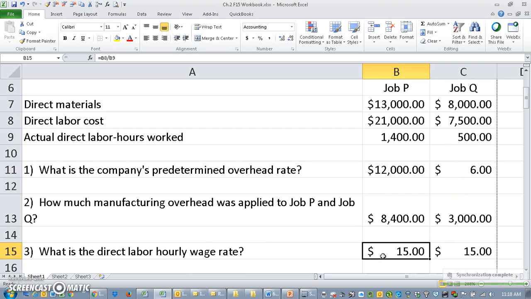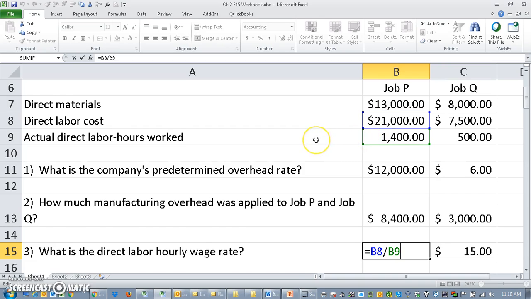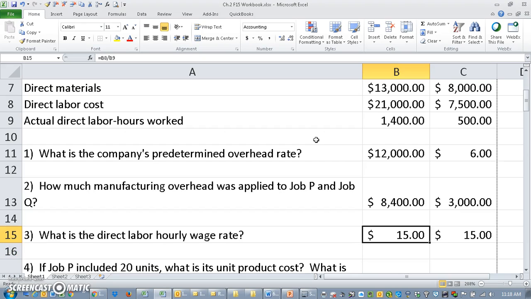Okay. Question 3. What is the direct labor hourly wage rate? This really doesn't matter which job you pick to calculate this, because it's going to be the same either way. In this case, you're going to divide the direct labor cost by the number of hours that were worked. They're keeping track of each hour worked by their direct labor employees, and they've accumulated $21,000 in direct labor costs for job P, divided by that 1,400 hours, and you get $15 per hour for the direct labor.